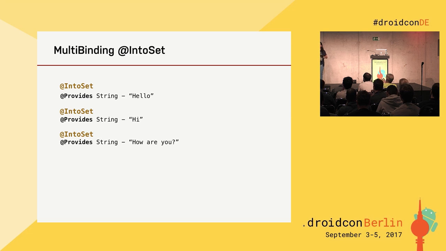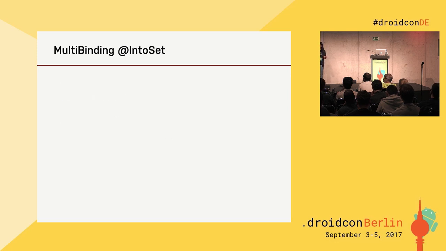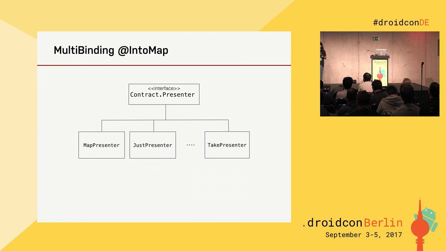Otherwise, you would have to create qualifiers for these and create these dependencies separately. So you can just mark it @IntoSet, and what Dagger will do is take all these dependencies and provide a set for your instance. So for these 3 dependencies, you can just go ahead and inject this set instead of those particular dependencies separately. So next is the @IntoMap annotation.